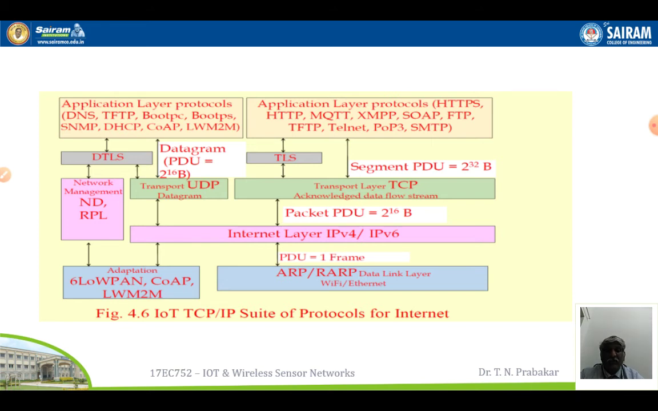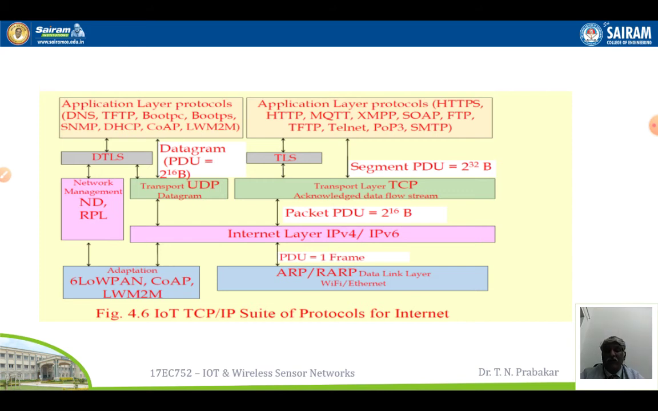Then this data comes into the internet layer, which uses either IPv4 or IPv6. Then the data comes to the lower end, the data link layer with ARP or RARP, which is going to be either a Wi-Fi or Ethernet protocol. Here we are going to see two things: ARP and RARP. ARP stands for Address Resolution Protocol, and RARP stands for Reverse Address Resolution Protocol. Of course we are going to see them now.